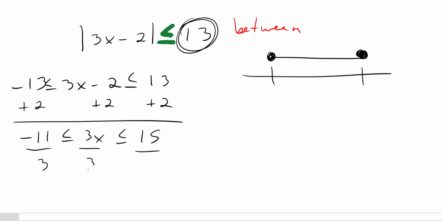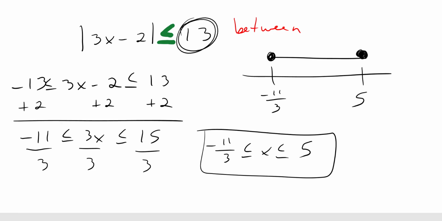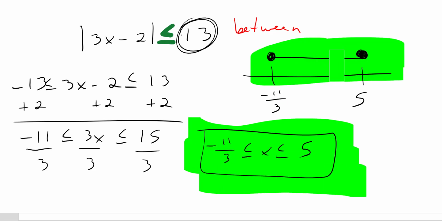Now that left side is a little nasty, but that's okay, and I don't care how you leave it. Your final answer is going to be negative 11 thirds is less than or equal to x is less than or equal to 15 over 3, which is 5. So this is your answer, negative 11 thirds and 5. That goes on the answer blank, and you are done with the problem. So again, here's your answer that you're putting on the answer blank, and here is the graph.